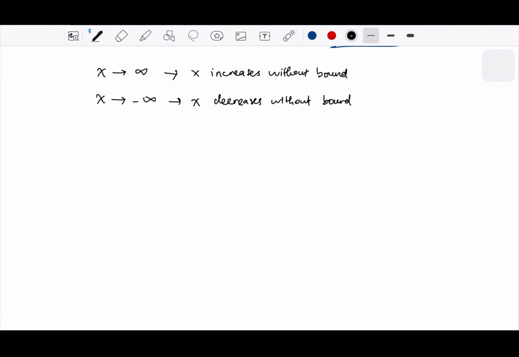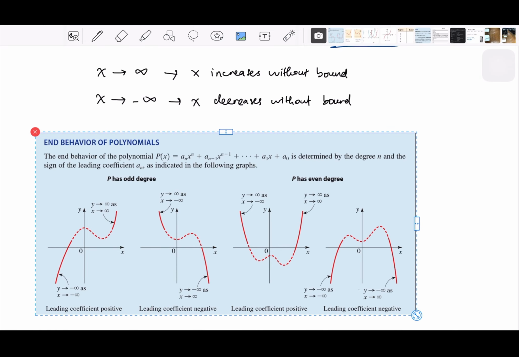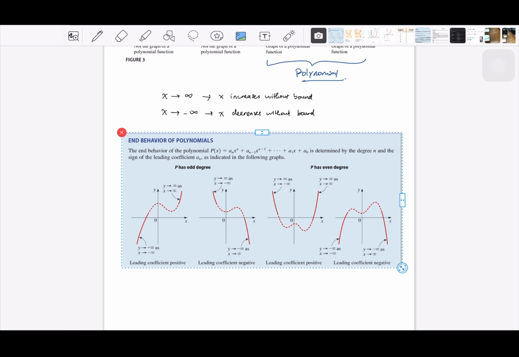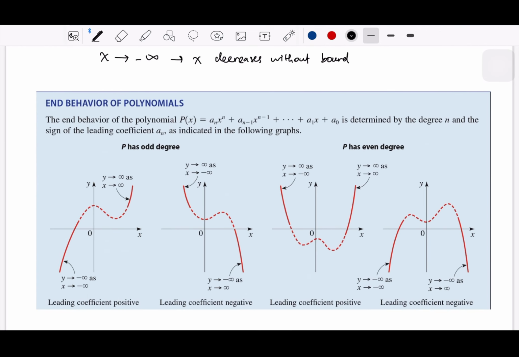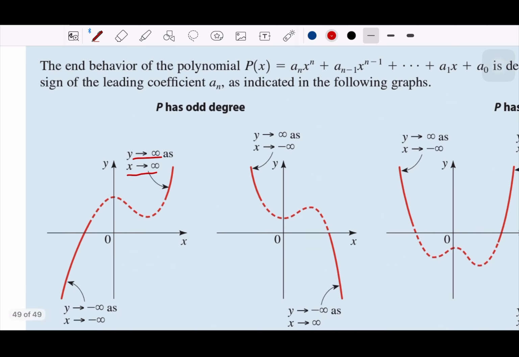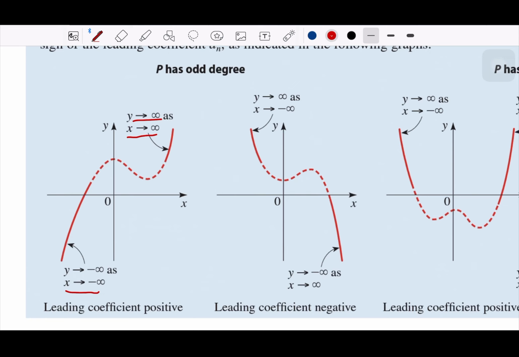And we can also describe the behavior through the degree of the polynomial itself. So when we have a polynomial of odd degree, we can see that when x is going to infinity, y is also going to infinity. And when x is going to negative infinity, y is also negative infinity.